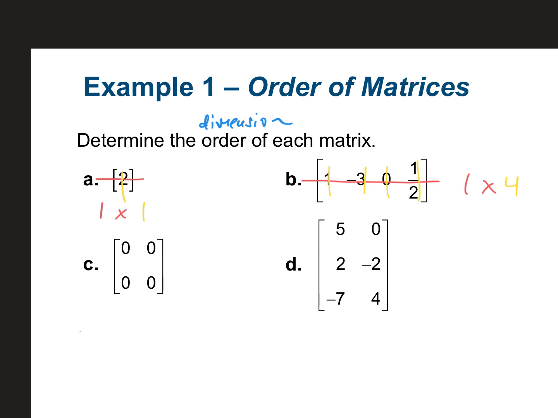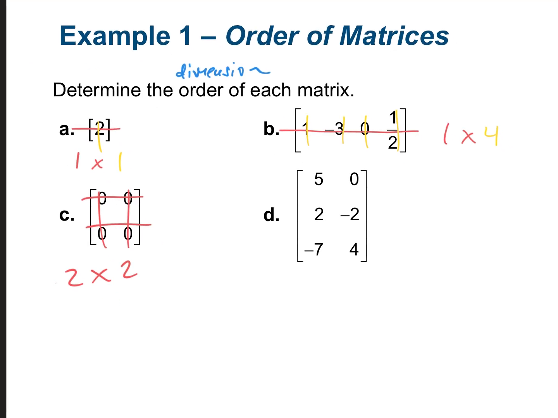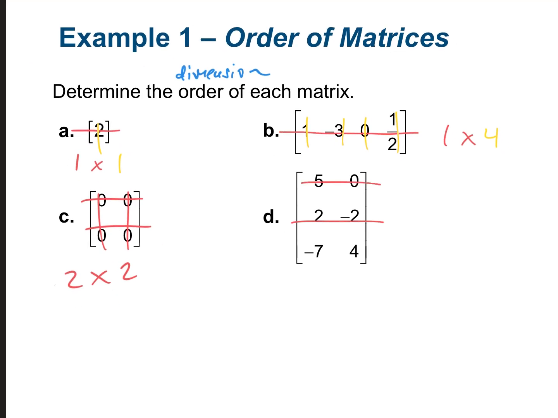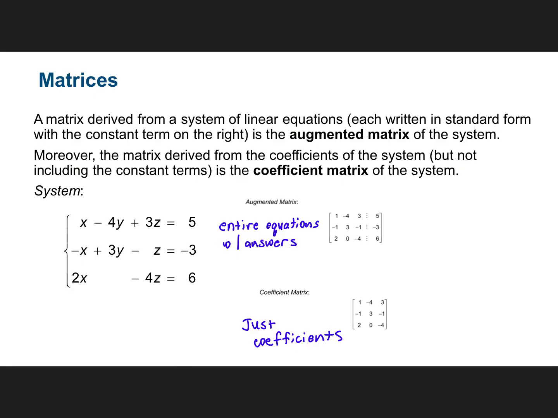How do you name the dimensions? Left to right, up and down. So letter C is a what? It's a 2 by 2. How many rows are there? So you're looking left to right. By how many columns are there? You're looking up and down. Does that make sense? Look at D. How many rows are there in D? 1, 2, 3. By how many up and downs do we have? 2. That's a 3 by 2. Questions? We good? All right, let's look at the next slide.